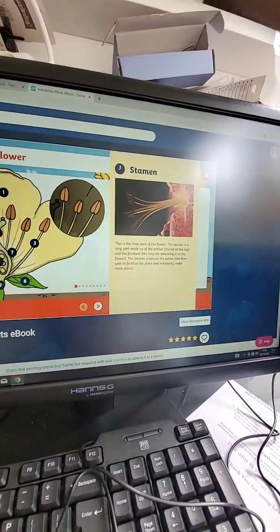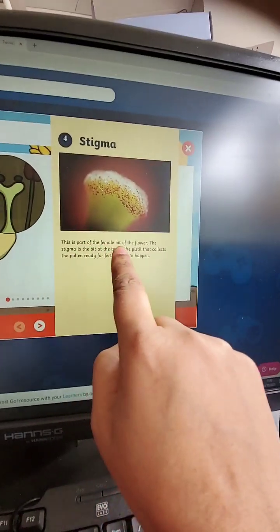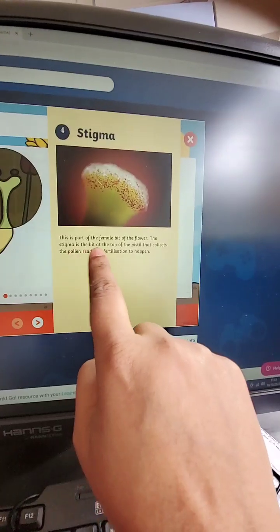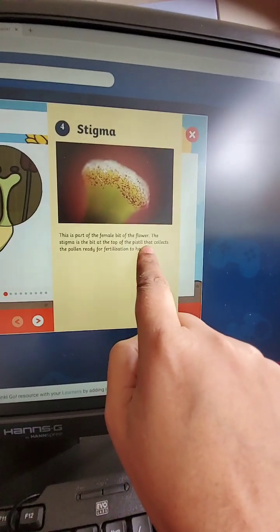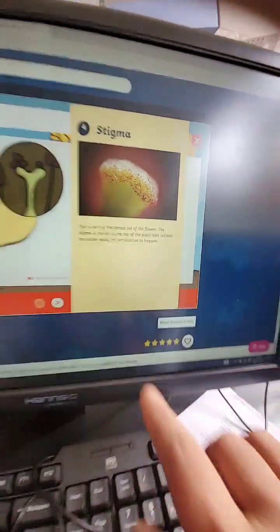Now go to number 4. It is stigma. What is stigma? This is a part of the female bit of the flower, and the stigma is the top of the pistil that collects the pollen ready for fertilization to happen.